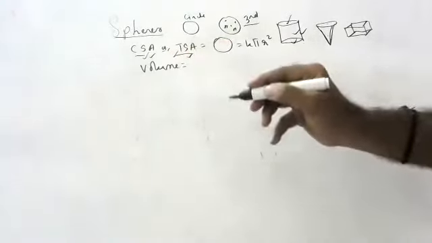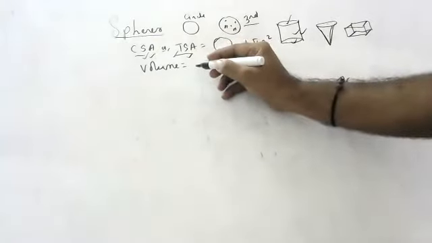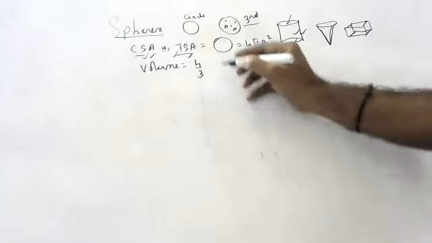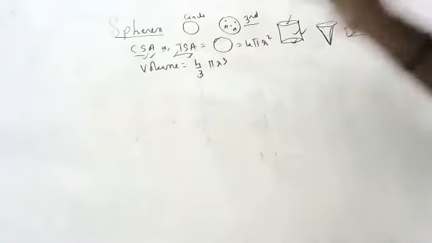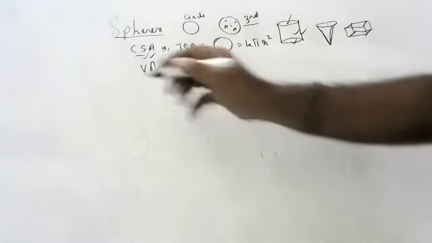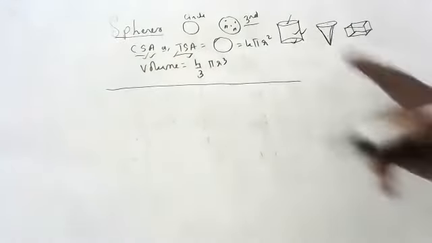Okay, children, and the volume of a sphere. The volume of a sphere is 4 by 3 pi r cube. Okay, 4 by 3 pi r cube. This is the full sphere.